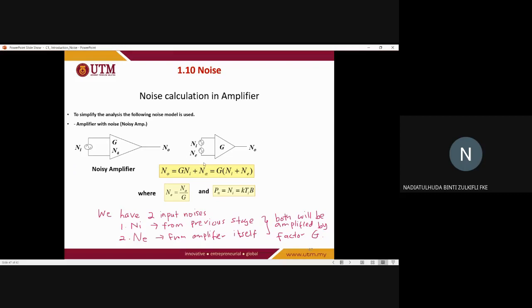In this case, we have to add Ni and Na, and both of them will be amplified by the same factor G, which is the gain of this amplifier. So our N out is then G Ni plus G Na, where Na is the input noise of the amplifier. We assume thermal noise, so we follow the thermal noise equation, which is kTB. If it's from our input, it's kTiB. If it's from our amplifier, then kTeB.